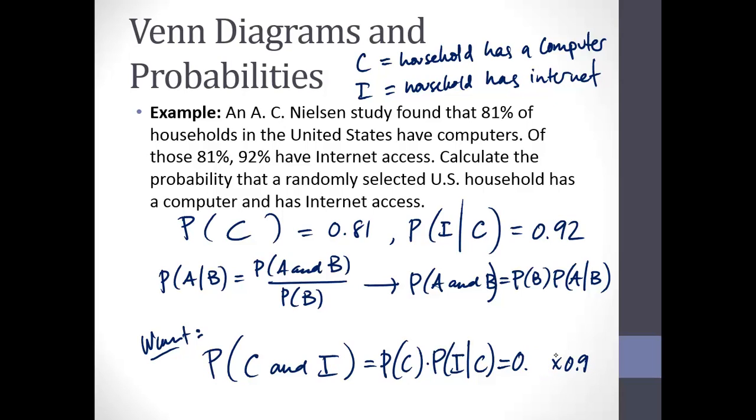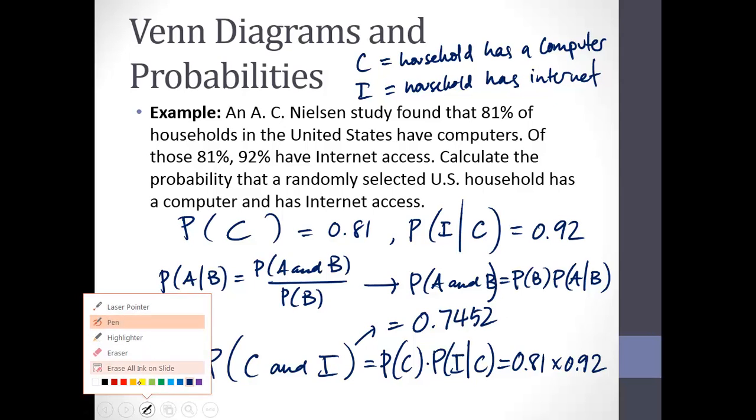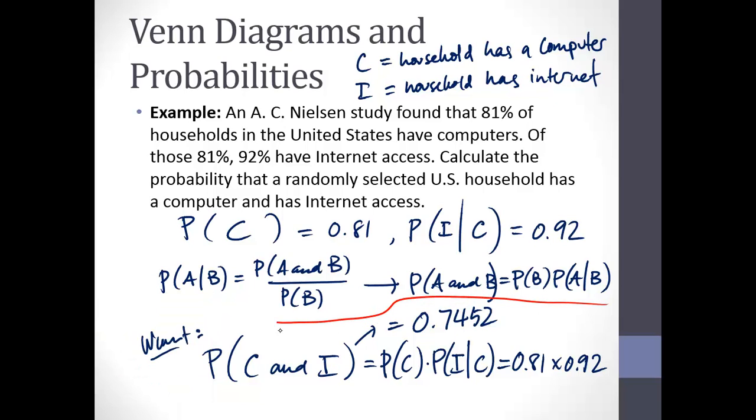And that is 0.81 times 0.92, which is equal to 0.7452. Perfect. So the key is that we've slipped a conditional probability into the statement of the problem. You want to be very careful about what information has been given to you, and how we can use that to figure out what we want.